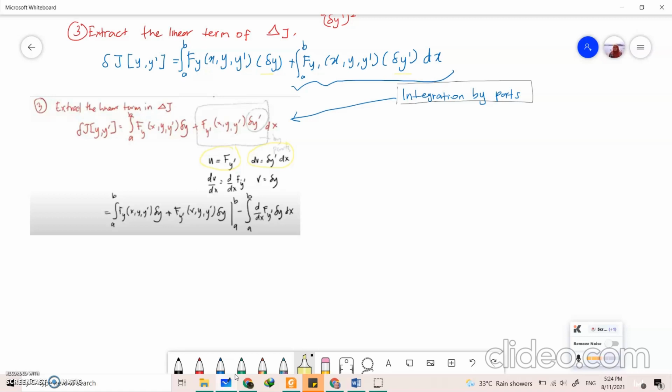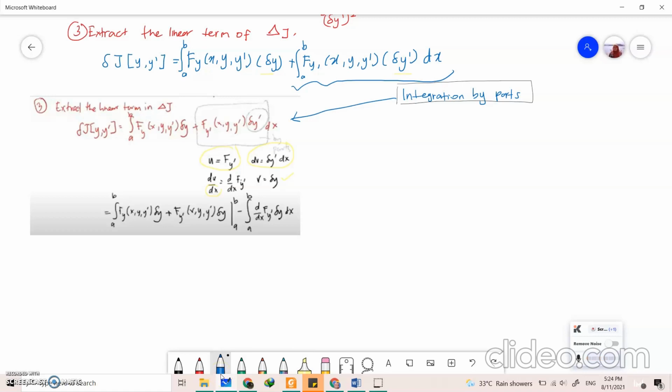From here you determine your u as f_y prime and your dv as delta y prime. We just write down f_y prime and delta y prime in order to simplify the process, and then proceed with the integration by parts. We have your u and dv. From this you differentiate and you get du, the derivative with respect to x of f_y prime, because you differentiate this f_y prime with respect to x. And dv is equal to delta y prime dx, and when you integrate dv, you put the antiderivative of delta y prime here, which becomes delta y. Once you get your u, v and du, substitute back into the original function that you obtained here.